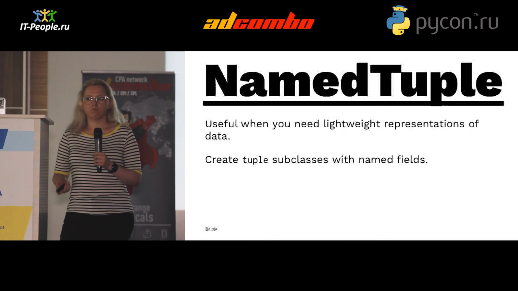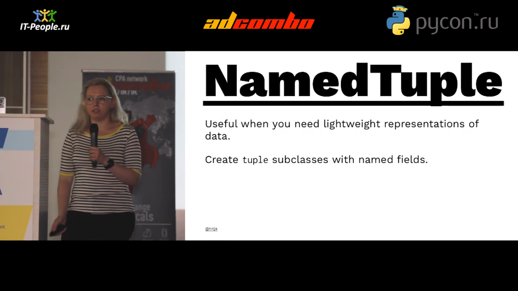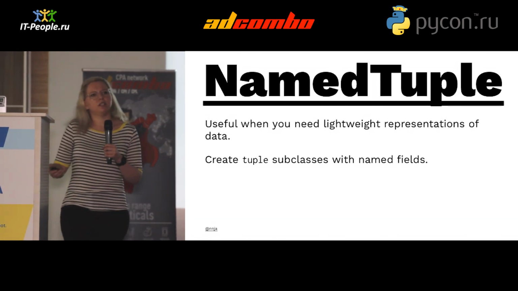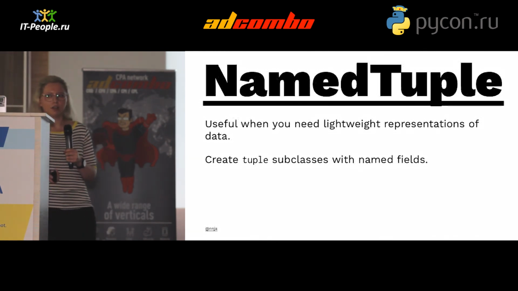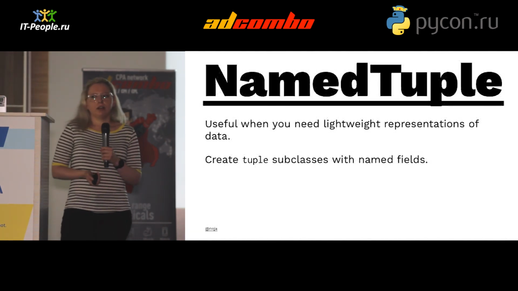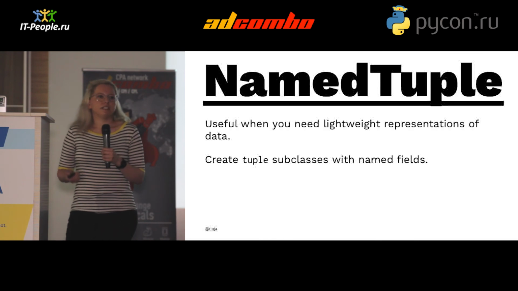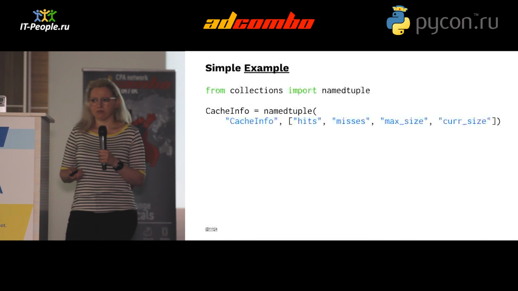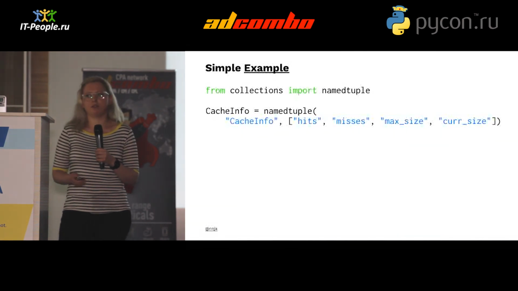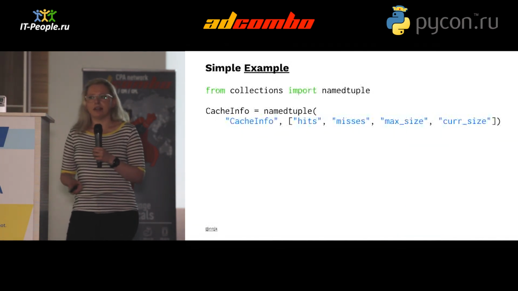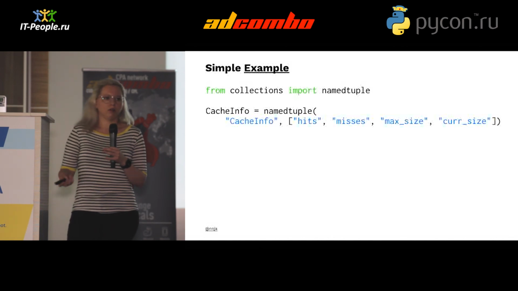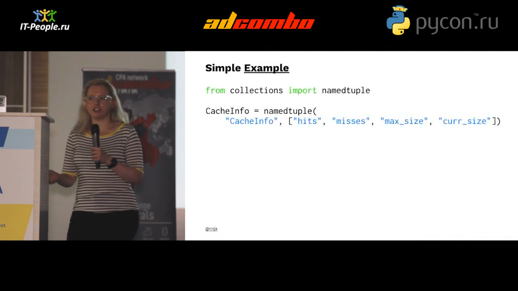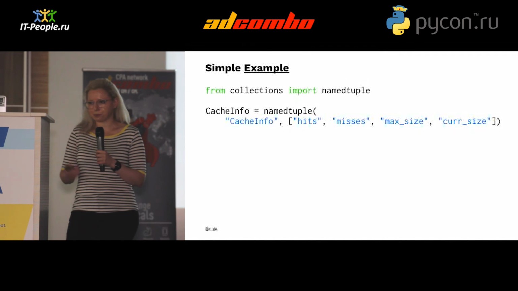Named tuples. This is something that a lot of you have seen. They're useful when you kind of need a lightweight representation of data. What it does is it creates a tuple subclass with some named fields. And a simple example here that you've all seen, let's say we have cache info. We call the named tuple cache info. It has a few attributes.